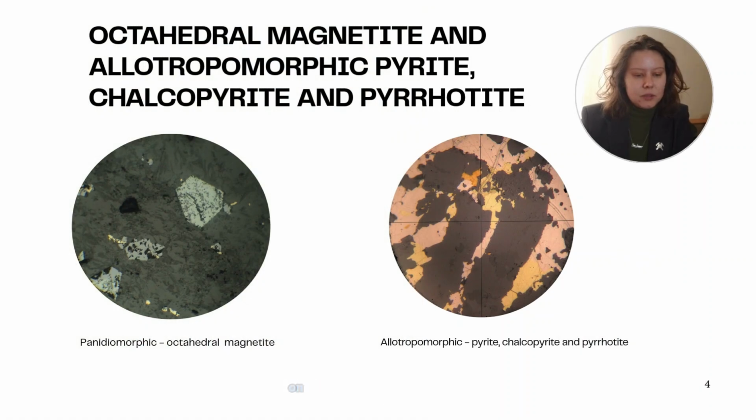Dark example on the left side, octahedral mineral is magnetite, a light grayish blue crystal. On the right side, allotriomorphic pyrite, chalcopyrite and pyrrhotite. As you know, pyrite is light yellow, chalcopyrite is dark yellow, and pyrrhotite is light.